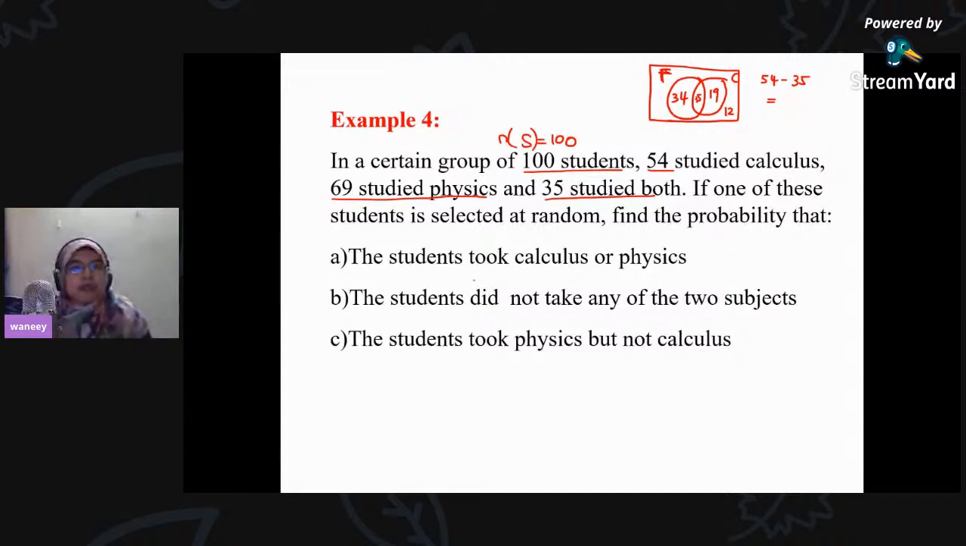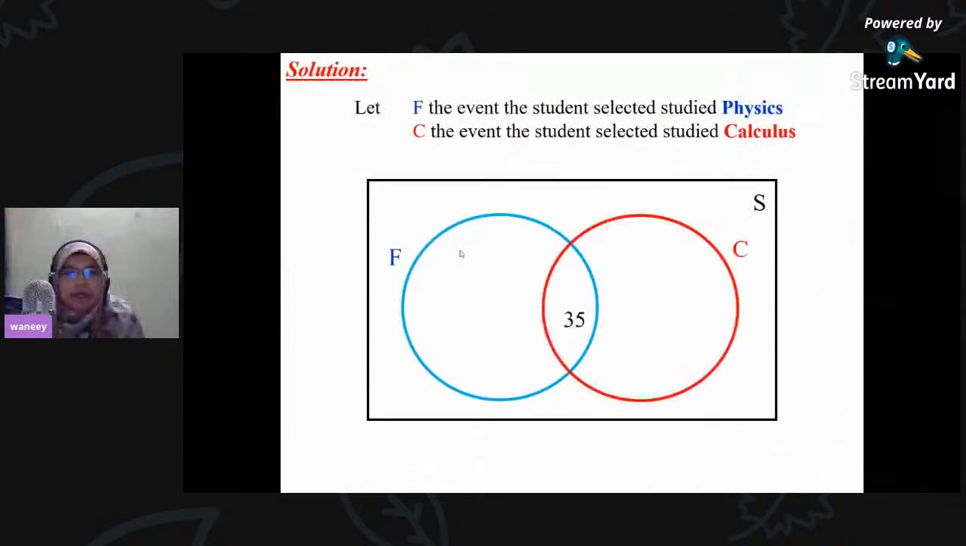Okay, so find the probability that the student took calculus or physics. Okay, so what is the probability? Okay, so yang ini yang lukisan cantik sikit lah. So boleh salin nombor ni dulu. Okay, so once you have drawn this one, let us calculate then.